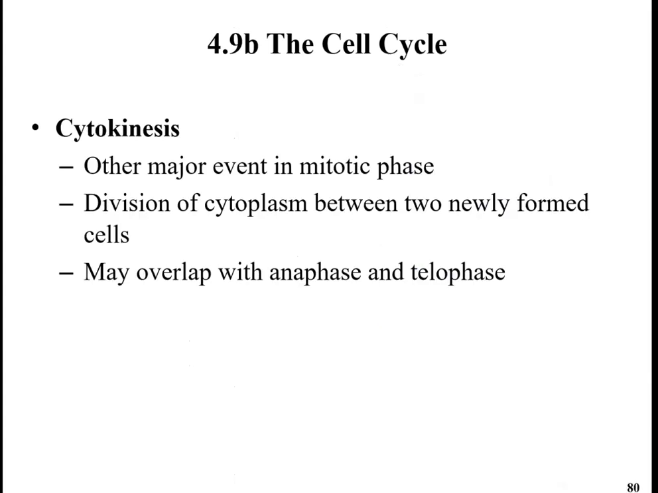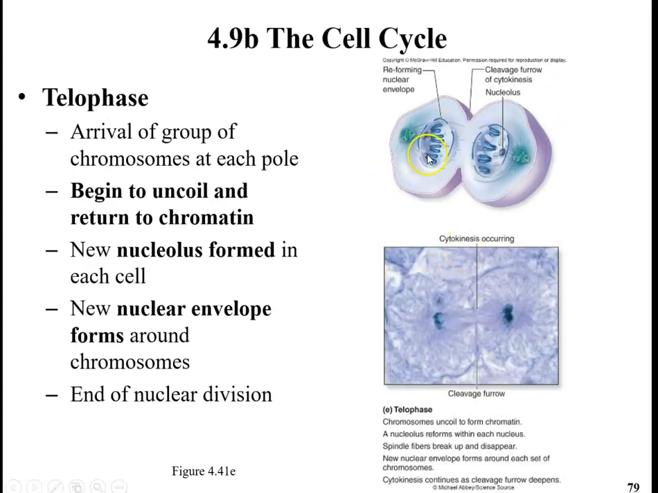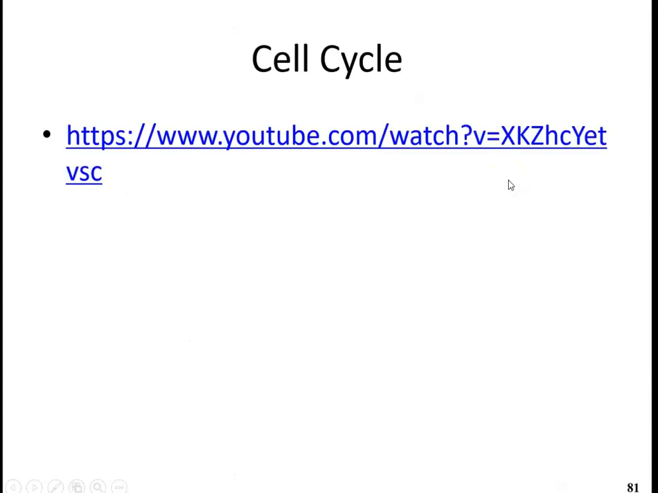And then very last, you have cytokinesis, which is the other major event in the mitotic phase. And this is where the cytoplasm divides evenly between the two newly formed daughter cells. And it tends to overlap some with anaphase and telophase. You'll see this here, the cell membranes kind of start to pinch down, and it pinches off, and you've got two new daughter cells. Here's a video that you can watch covering the cell cycle.